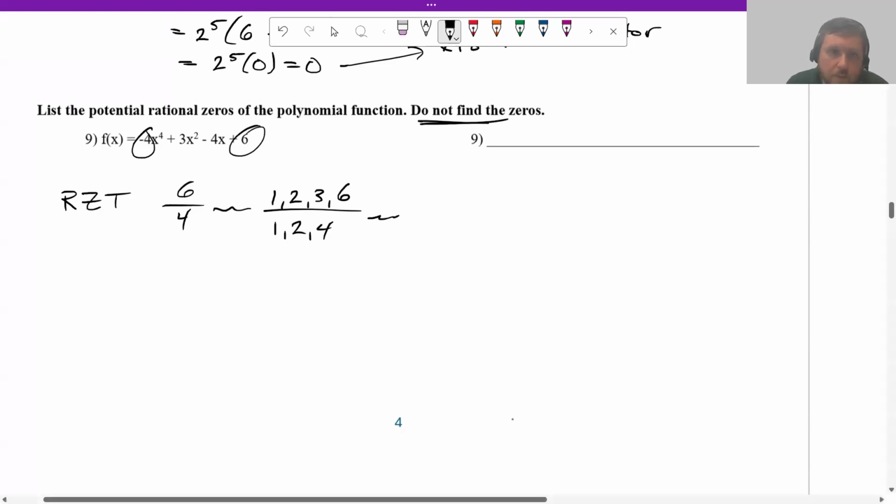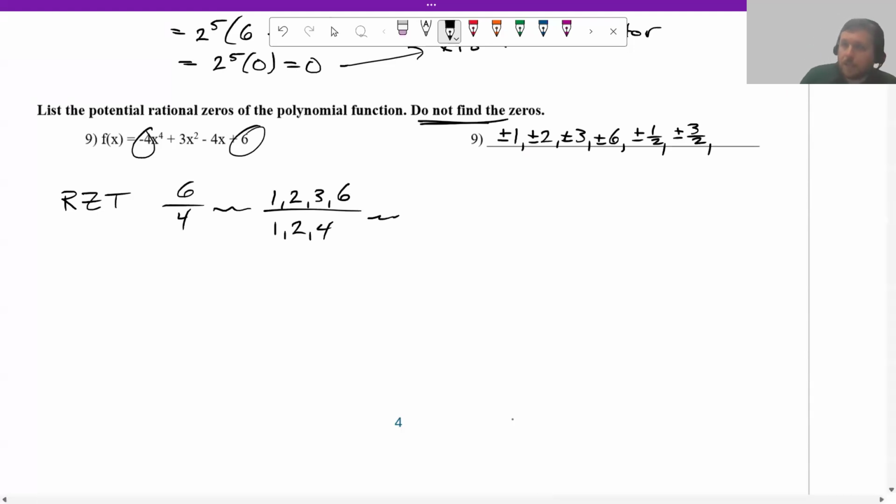And then all I'm doing next is I'm just iterating through. So 1 divided by 1, 2 divided by 1, 3 divided by 1, 6 divided by 1. So I'm going to go ahead and start my list up here. So plus or minus 1, plus or minus 2, plus or minus 3, plus or minus 6. Okay, next I'm taking 1 divided by 2. Okay, that's new. Okay, 2 divided by 2 is just 1. We already wrote 1, so skip. 3 divided by 2, so plus or minus 3 divided by 2. And I write the plus or minus because our guess could be a positive or a negative. Okay, 6 divided by 2. Well, that's just 3. We already did plus or minus 3, so skip.